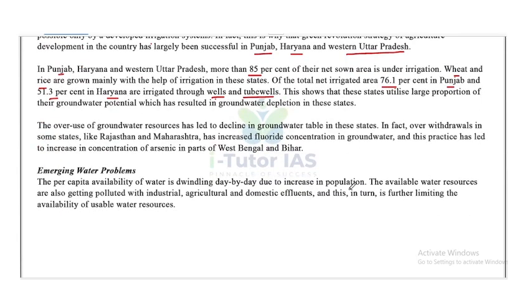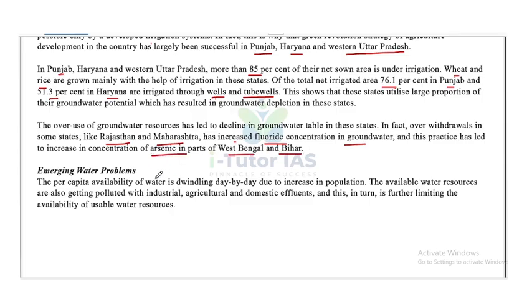Now, the overuse of groundwater resources. This has led to the decline in groundwater tables in these states. In fact, over withdrawals in some states like Rajasthan and Maharashtra has increased fluoride concentration in groundwater. And this practice has led to increase in concentration of arsenic in parts of West Bengal and Bihar.